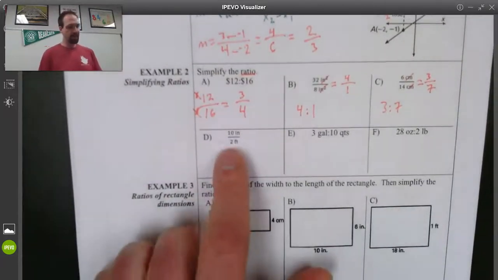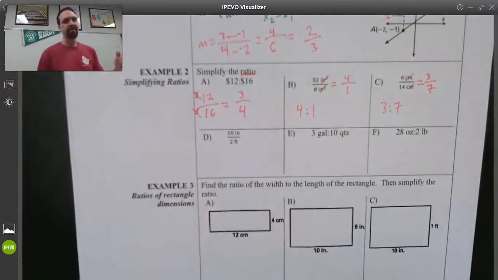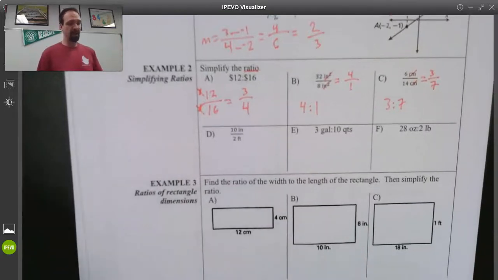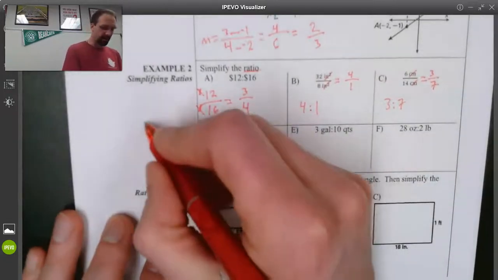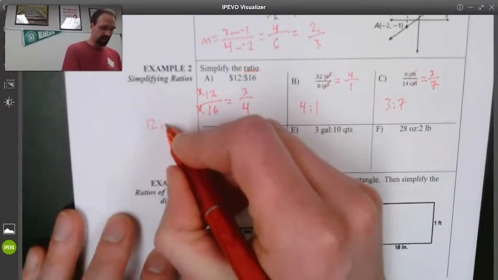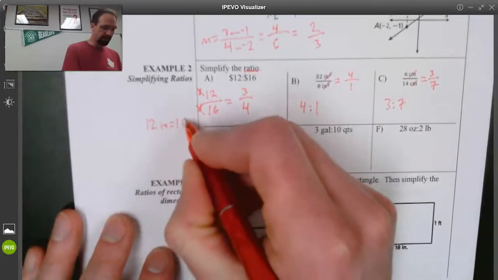Oh no! So 10 inches and 2 feet. You cannot reduce this until you have the same value in the units. So you need to have the same units. So how many inches are in a foot? So we want to notate that. In this case, it's 12 inches in 1 foot.